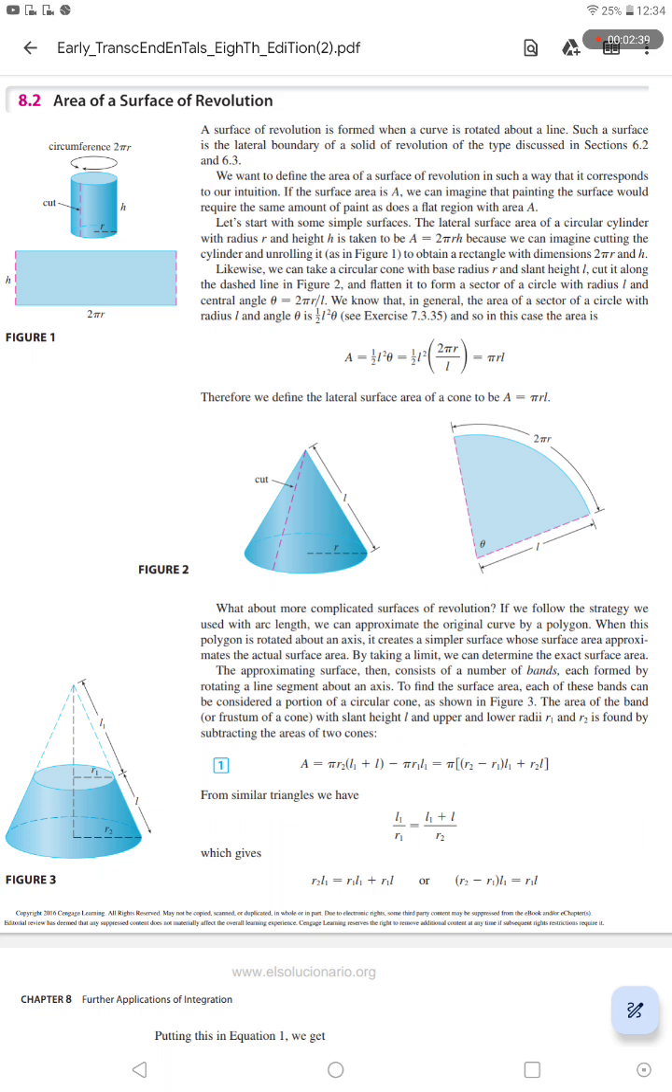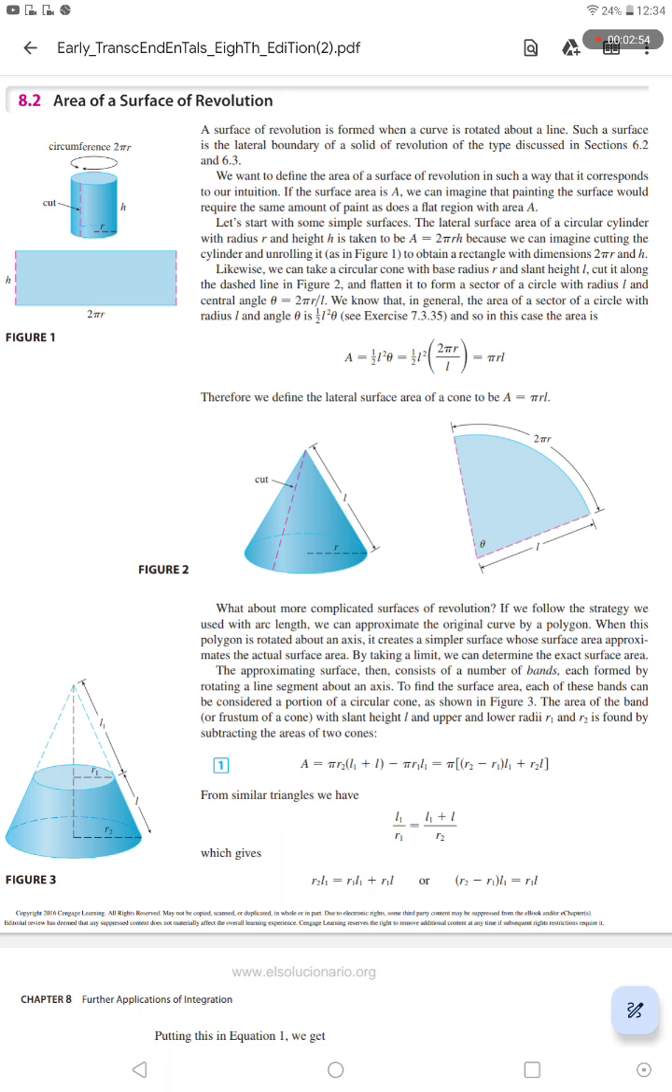Figure 2: length L, the radius and the cut 2 pi r, angle theta, length L.